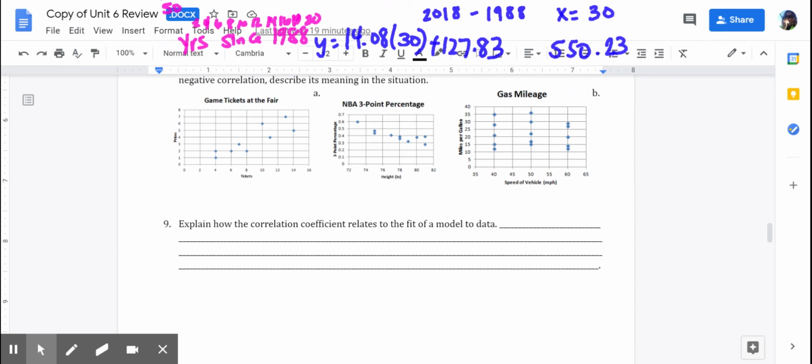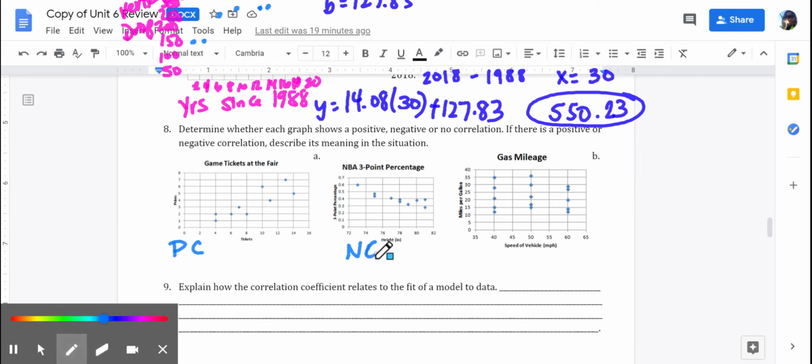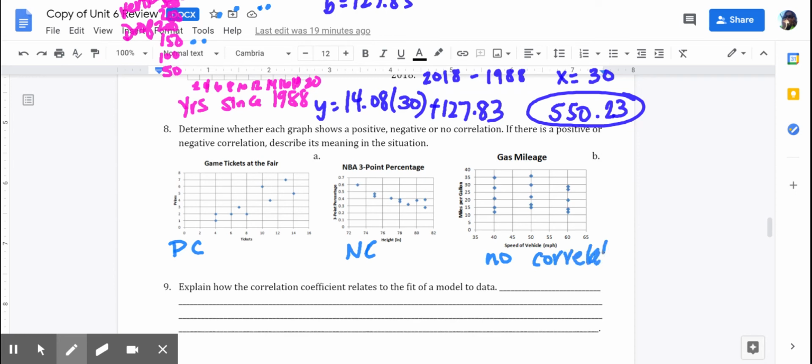For number 8, they're asking us to describe whether these are positive, negative, or no correlations. So we know that this is a positive correlation, a negative correlation, and finally we have no correlation. So there's no line of best fit. It won't consume all of my data points. Here I can see the middle. Now I consider both of these to be strong, so a strong positive and a strong negative.